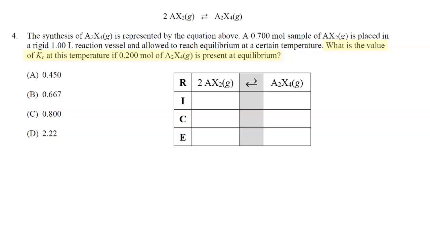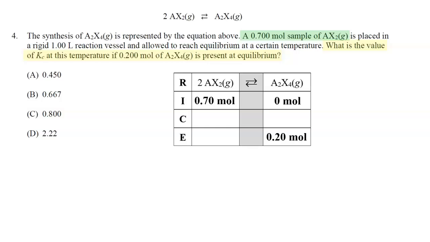Let's go ahead and do that, and let's fill in as much information into the RICE table that we are given. So it does say that a 0.70 mole sample of AX2 is placed in the reaction vessel, but it doesn't mention anything about adding substance A2X4, which is the product, so we can assume that in the very beginning of the experiment, there are no moles of A2X4 present. And then it goes on to say that at equilibrium, there is a 0.20 mole sample of the product, A2X4. Now with this information, let's fill in the rest of the RICE table.